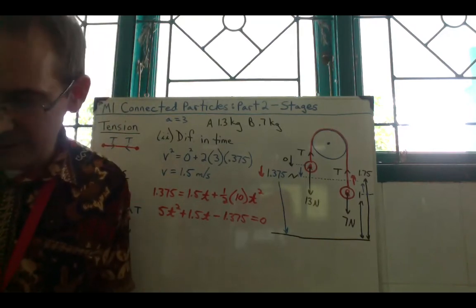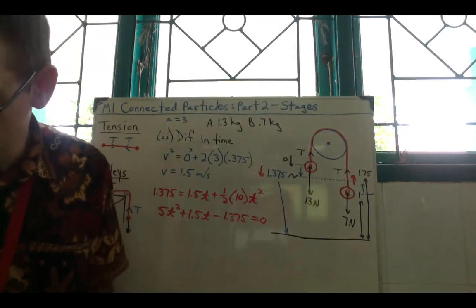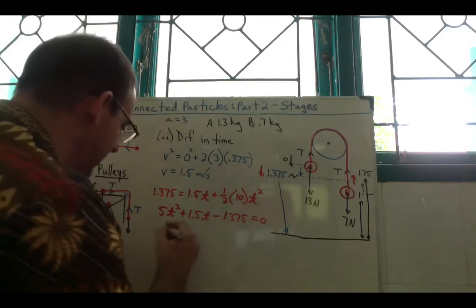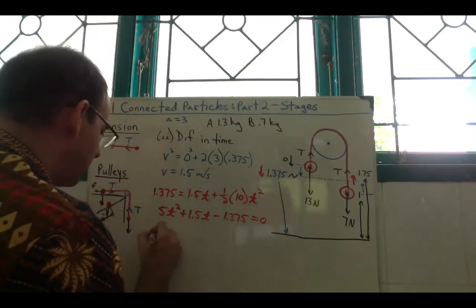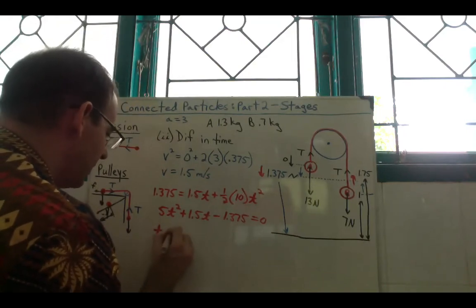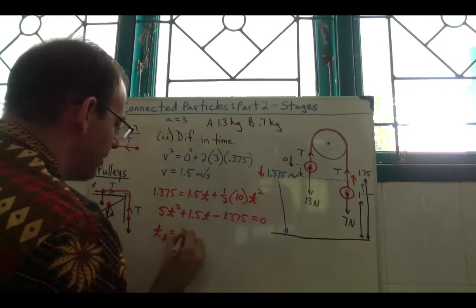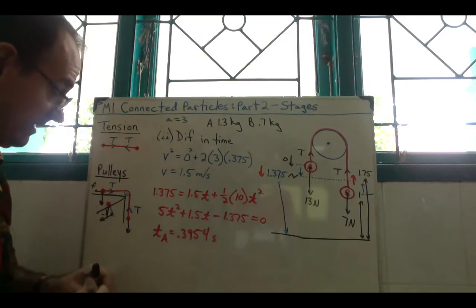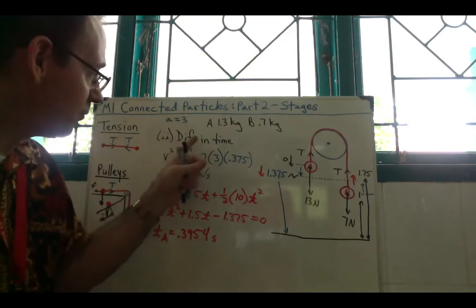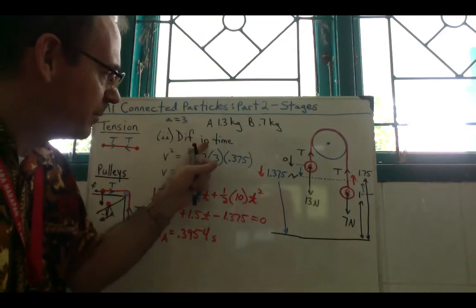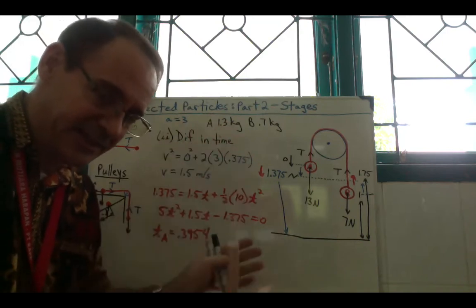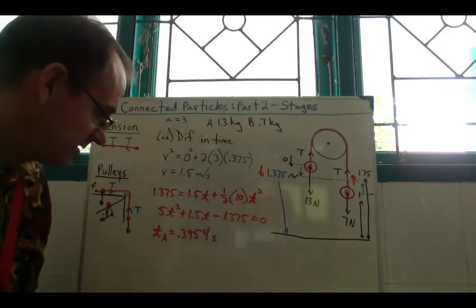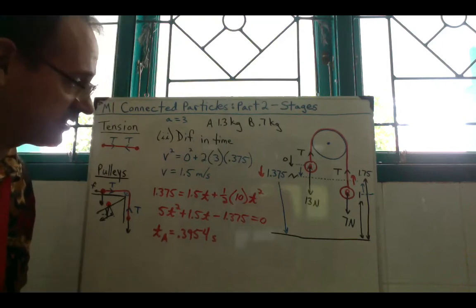And when you plug it into the quadratic formula, you're going to get t equals 0.3954. So our time for A equals 0.3954 seconds. So what we want to look for is the difference between the times that it takes for the two objects to hit the ground. This is how fast it takes for object A to hit the ground.